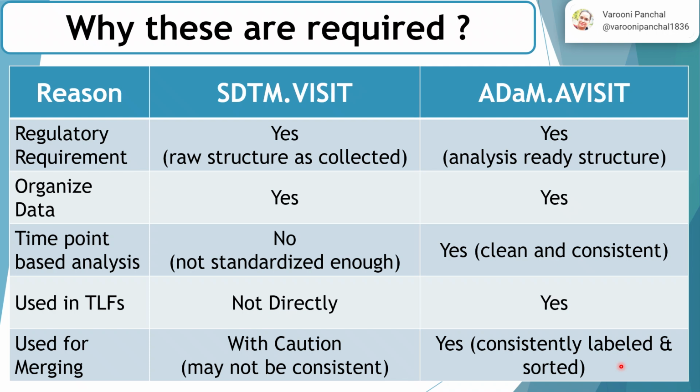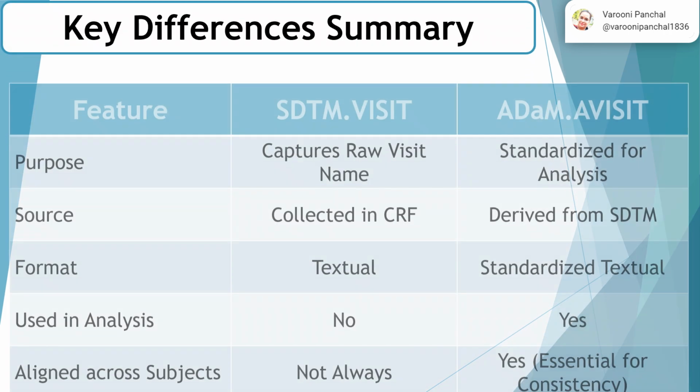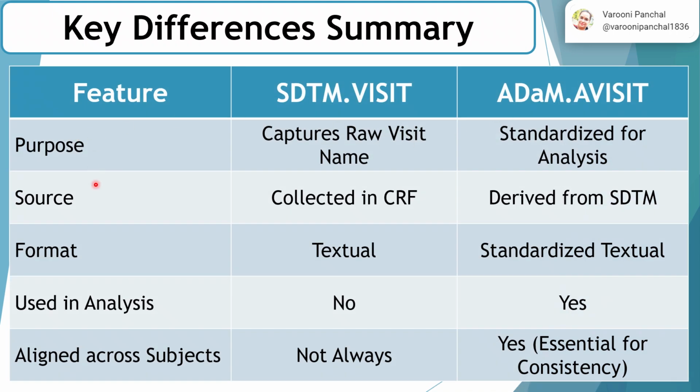And it is used for sorting, because AVISIT is an analysis-ready structure. So it becomes very easy to label it properly, and it becomes very easy for analysis and for presenting the data. Now, what are the key differences? Summary. Now, these are the features.